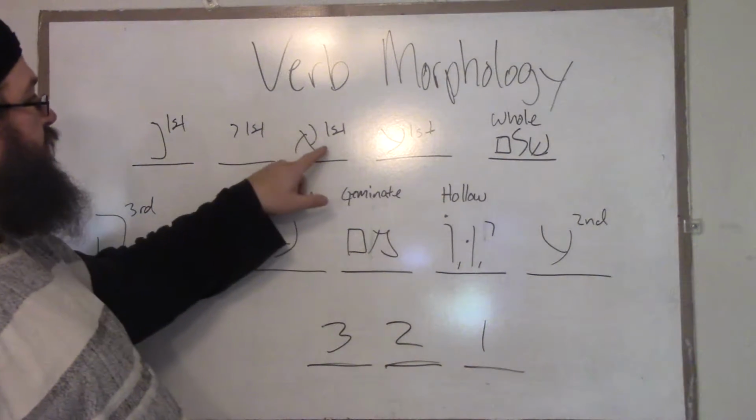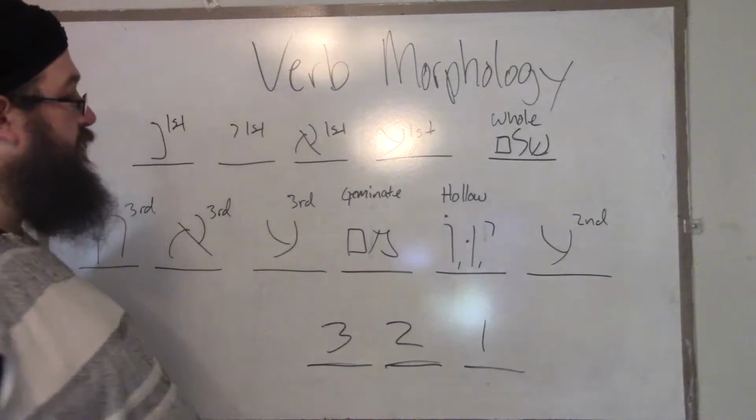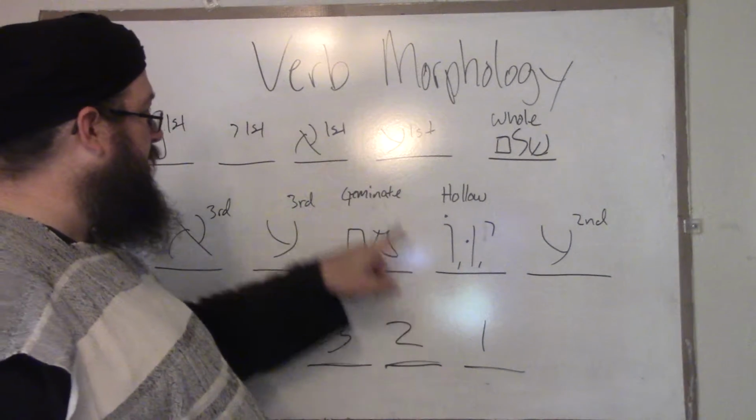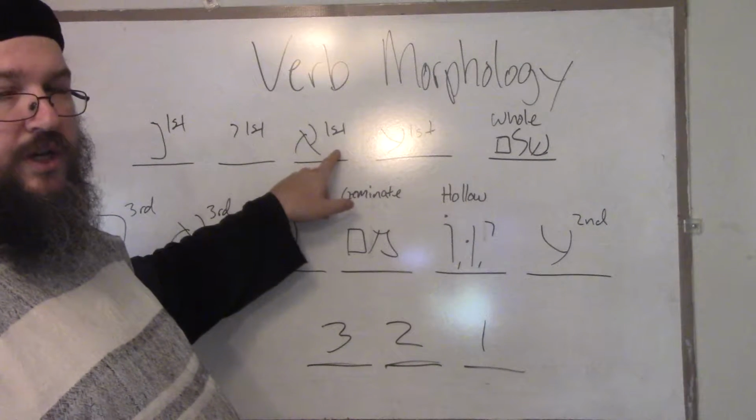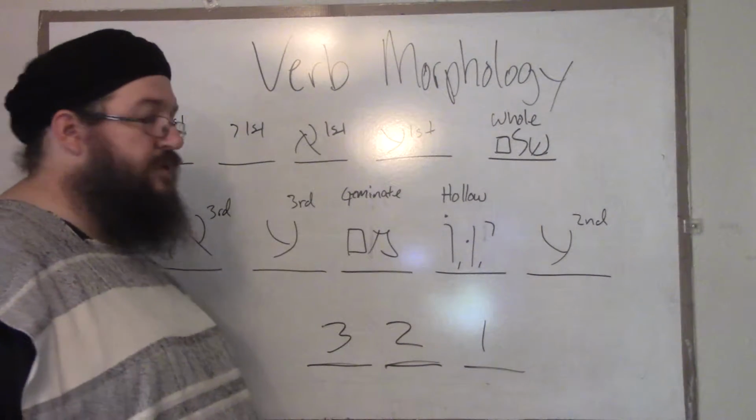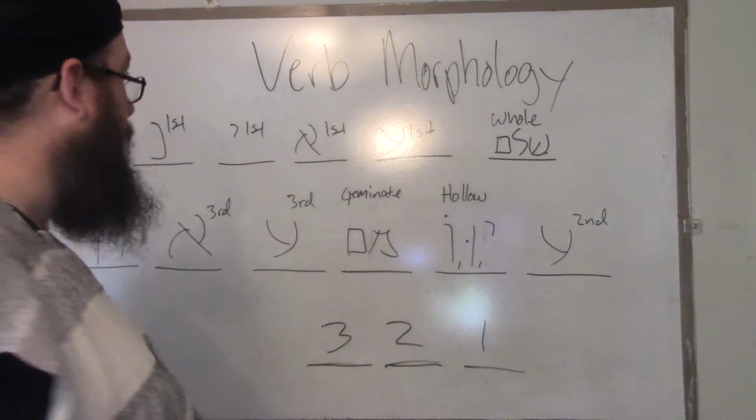The next one is for the first aleph. So if the first root letter is an aleph, that's going to mean that this has to be the chart you utilize this root with, because its first letter is the aleph.